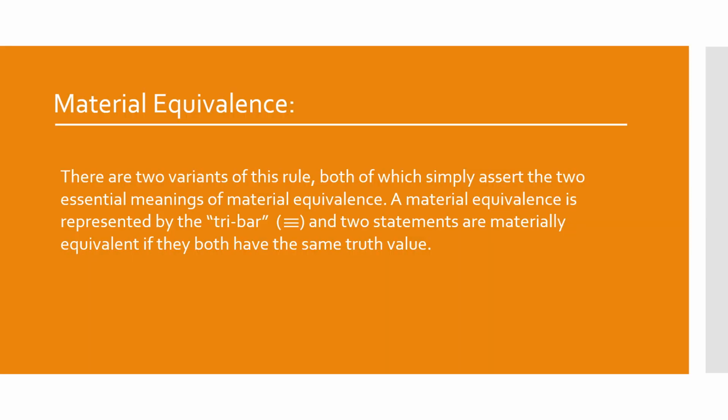The next rule we have is material equivalence, and we abbreviate this with simply EQ. Now, material equivalence is dealing with conditional statements, but in this case, we're dealing with a biconditional statement, or the tribar. Now, there are essentially two variants to this rule, both of which simply assert the two essential meanings of the idea of material equivalence. A material equivalence is represented by the tribar, those three lines, and two statements are said to be materially equivalent if they both have the same truth value.